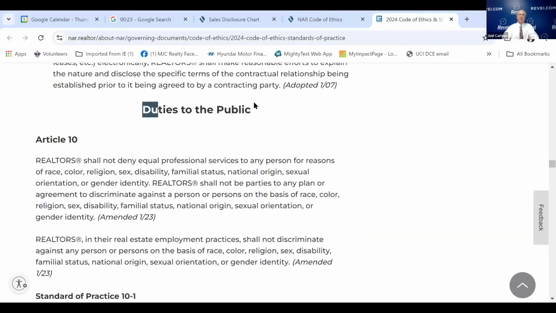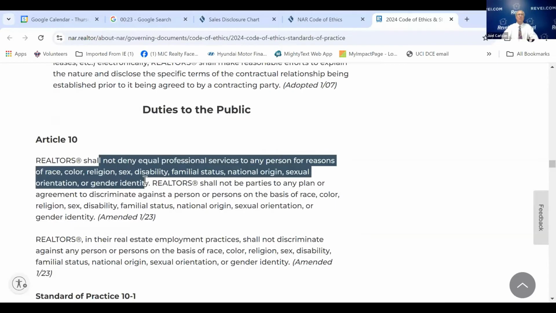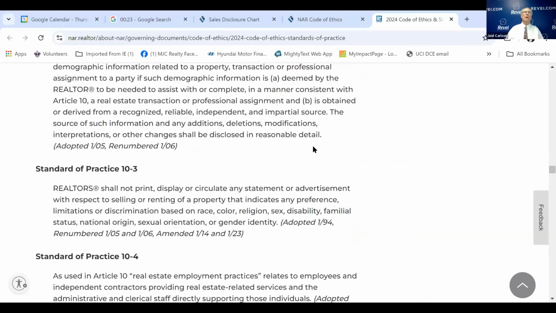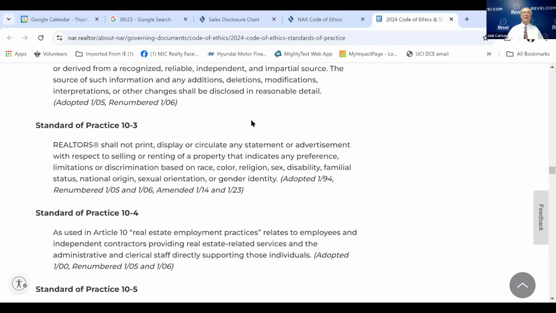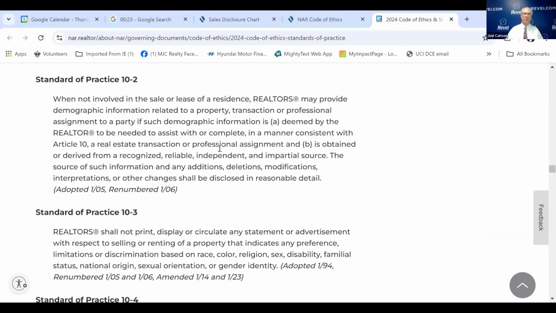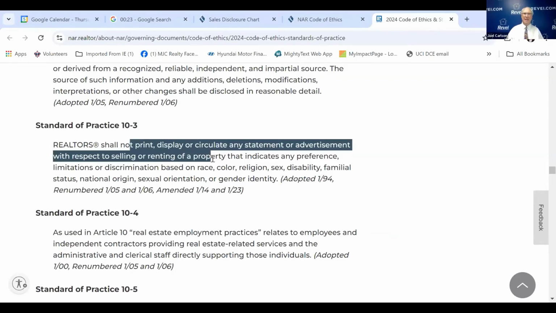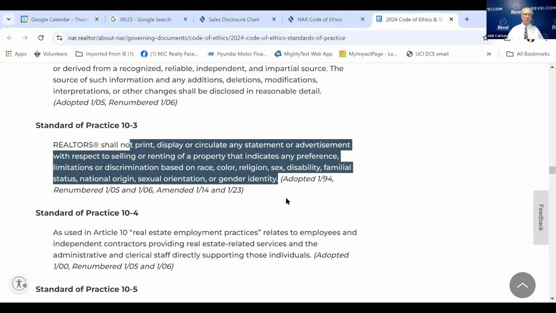Article 10, duties to the public. Now, these are the 10 through 14 duties to the public. You shall not deny based on the 9 protected classes. Don't discriminate. You will not discriminate based on any of those for lease or sale. You will not represent anybody who says discriminate on lease or sale. You will not print or display anything that shows a preference for any of the protected classes.